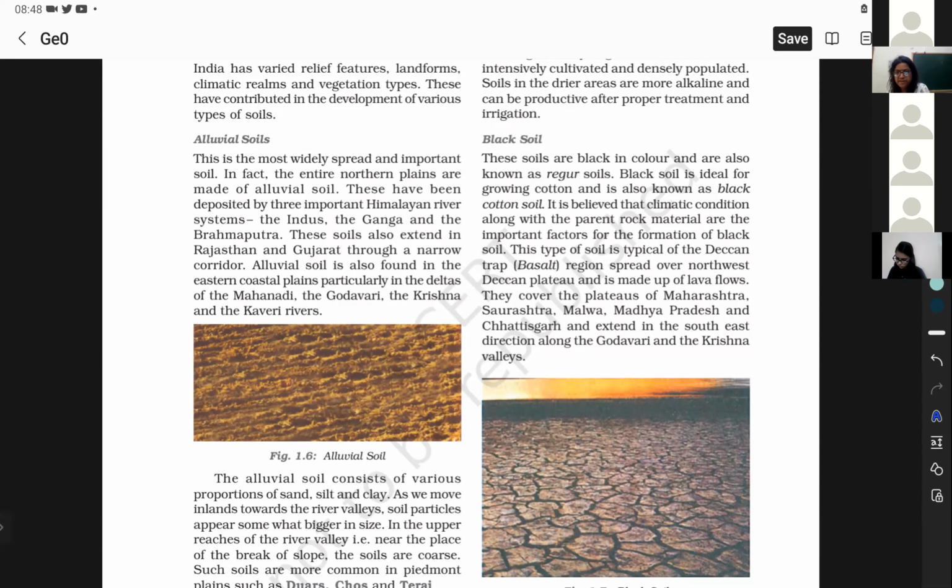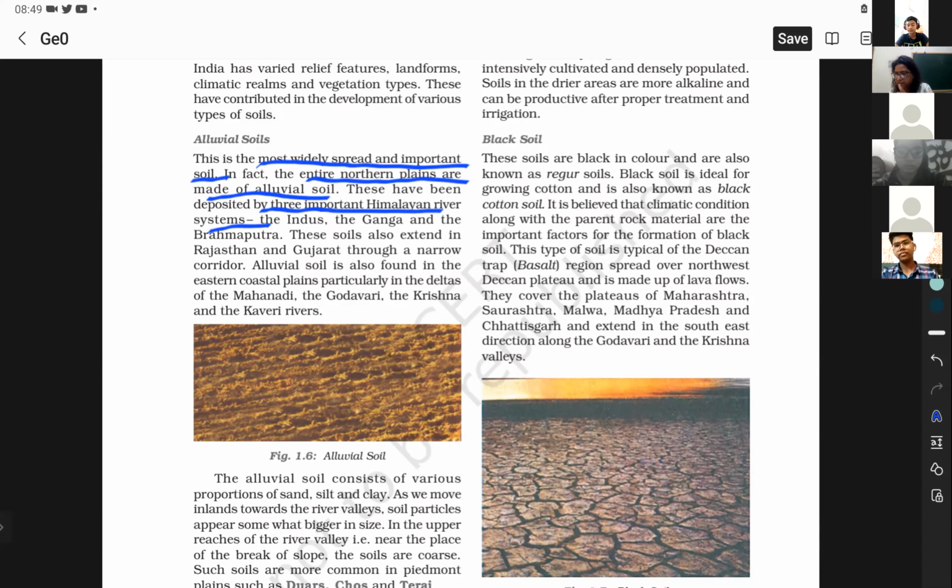See, if we talk about alluvial soil, it is the most widely spread and important soil. Entire northern plains are made up of alluvial soil. Then, how are these soils formed? They are deposited by three important Himalayan river systems. We studied river systems and drainage in class 9th, right? I hope you all remember that. Yes, ma'am. Because of these three river systems, the Ganga, Brahmaputra and Indus, this alluvial soil is widely spread in the northern plains.